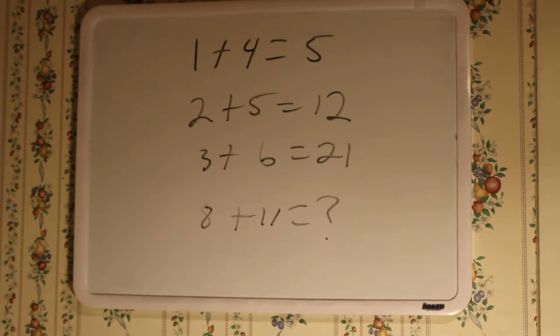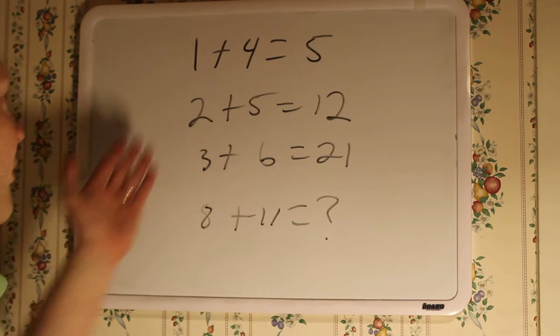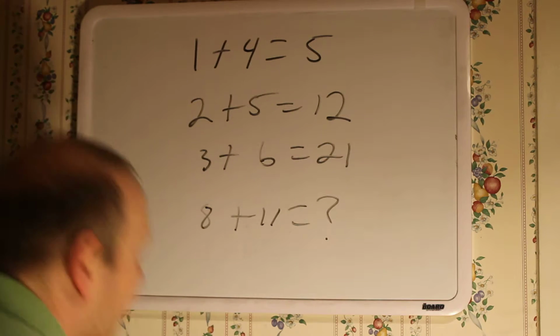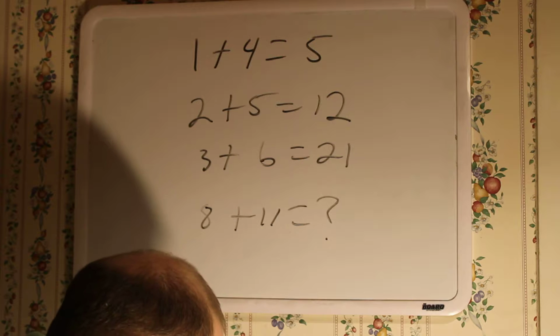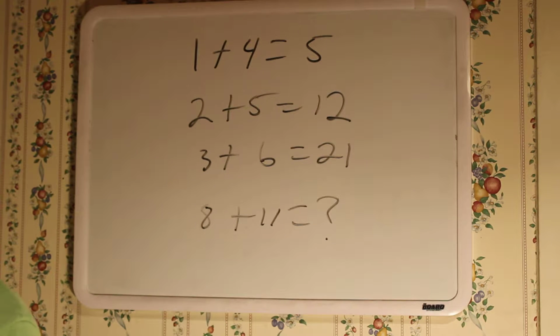Okay, so we're looking at our pattern here. It's a pattern problem. 1 plus 4 equals 5. Okay. 2 plus 5 equals 12. Well, maybe not so mathematically correct. 3 plus 6 equals 21. So 8 plus 11 equals question mark. So to figure out our pattern, we're going to do a few things.